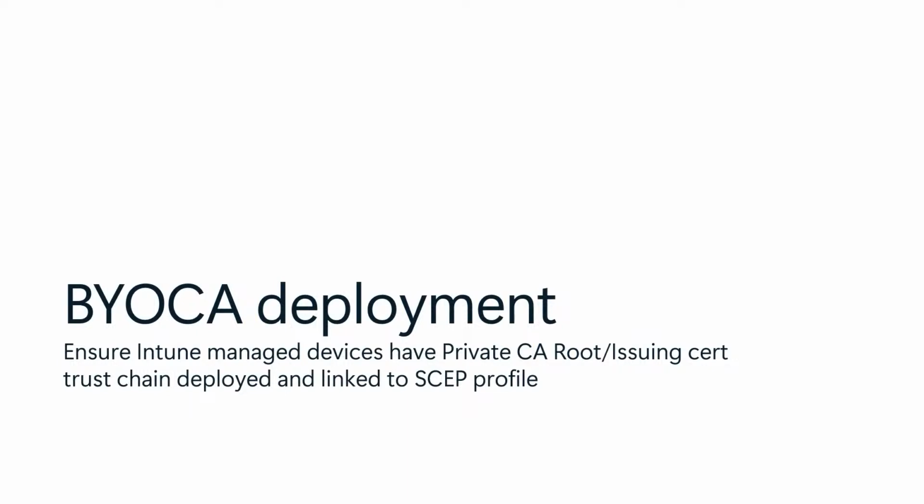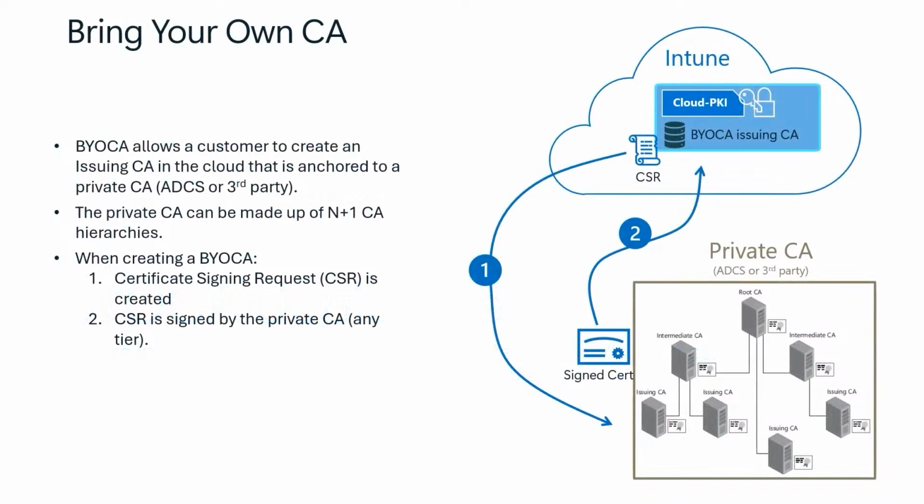Beautiful, beautiful. All right, the next one I want to talk about is bring your own certificate authority, right? Again, this is just a quick snapshot of what bring your own certificate authority actually represents. Remember, as I said before, that you create an issuing CA in the cloud. When you set it up, you're going to create what's called a certificate signing request, and you're going to have that certificate signing request signed by your private CA. Any tier can sign it, and then you upload that signed certificate into Intune, and now you have your issuing CA that's trusted by that private CA. It's anchored, and it can issue certificates, right? Or it can sign certificates.